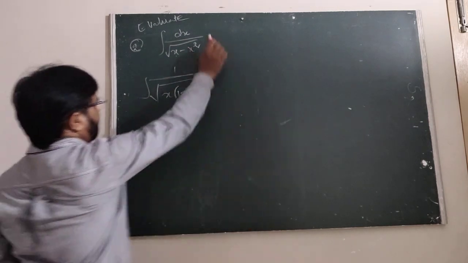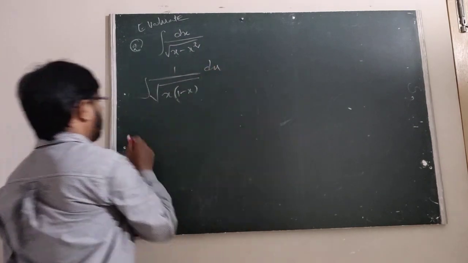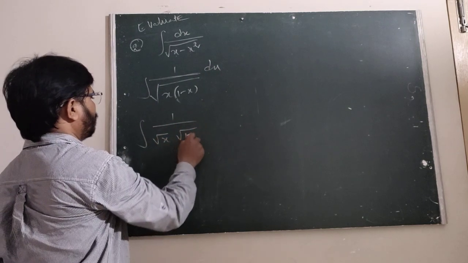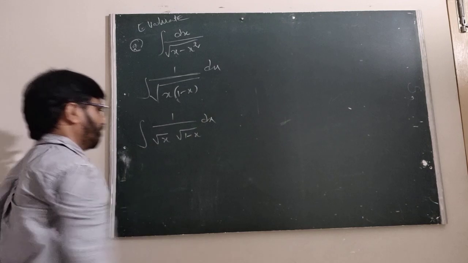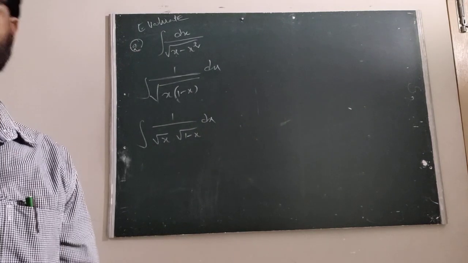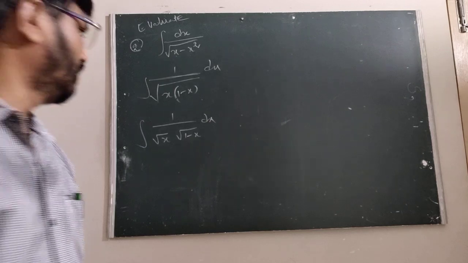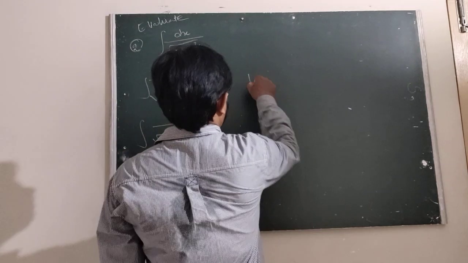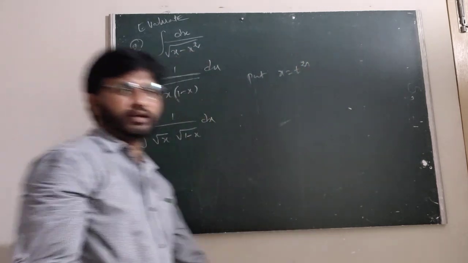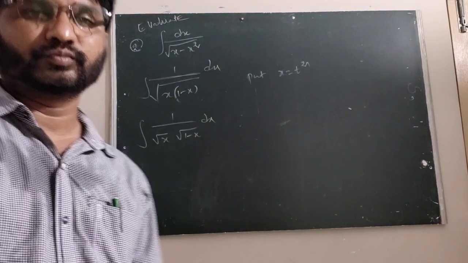Now we can write here the integral 1 upon root x into root of 1 minus x dx. Everybody knows that root a into root b is the root of ab. Now we are taking here, let x equal to t square.